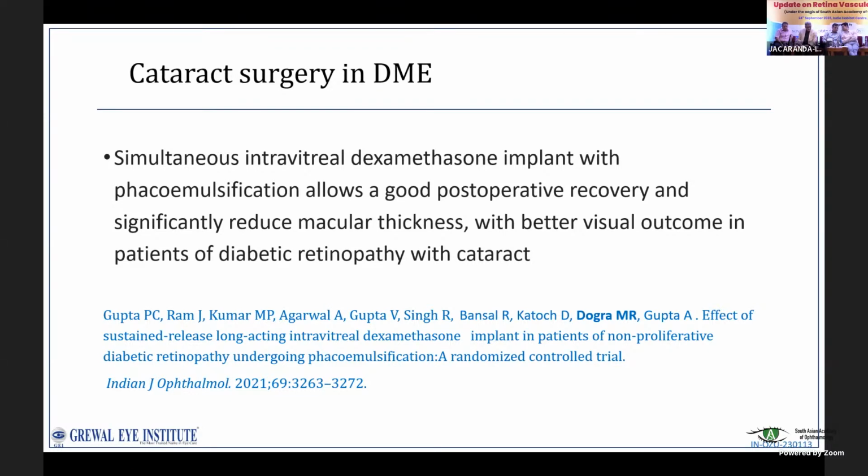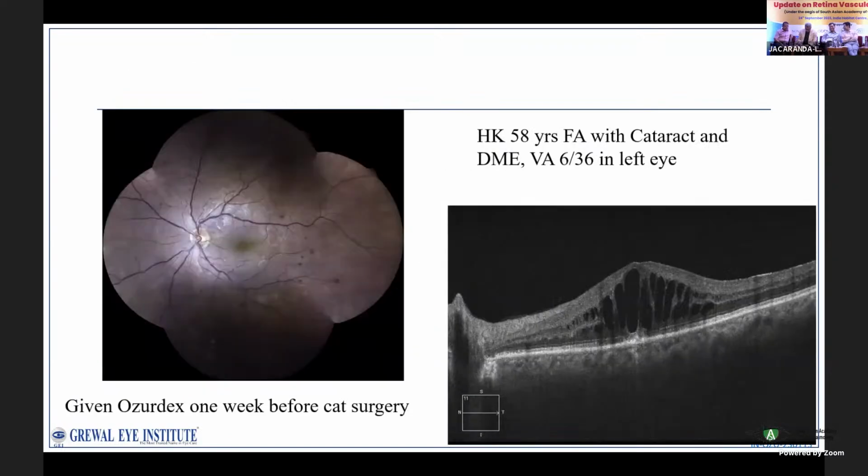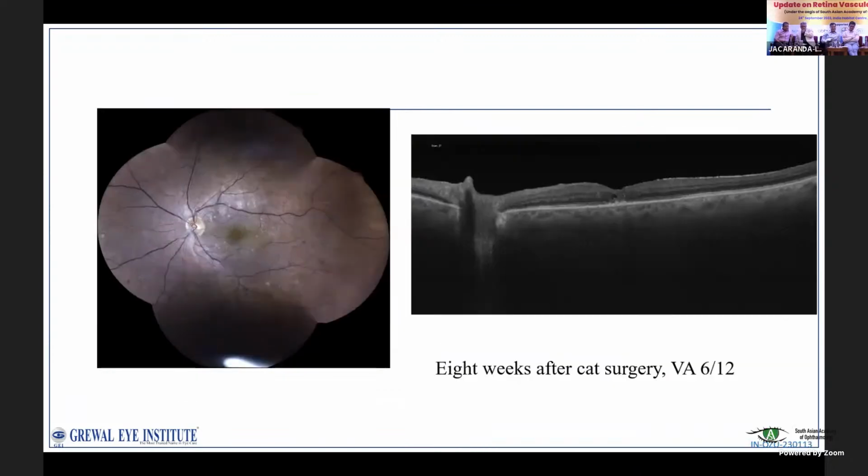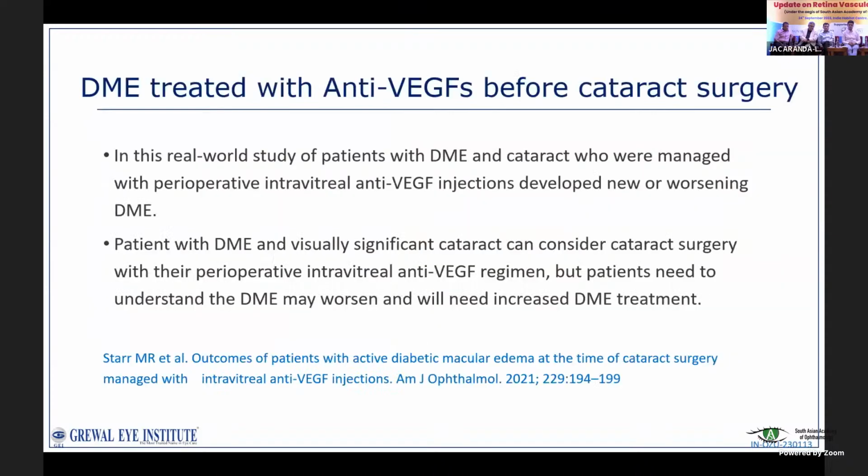At this time, we do give it even before. This is one of the patients where, in fact, I had given Ozurdex 1 week prior to the cataract surgery, and then the cataract surgery was done by a cataract surgeon. Visual acuity was 6/36, and you can see here the patient did very well. Visual acuity improved to 6/12. And so sometimes all cataract surgeons are not comfortable doing the Ozurdex implant themselves and may not give it on the table.